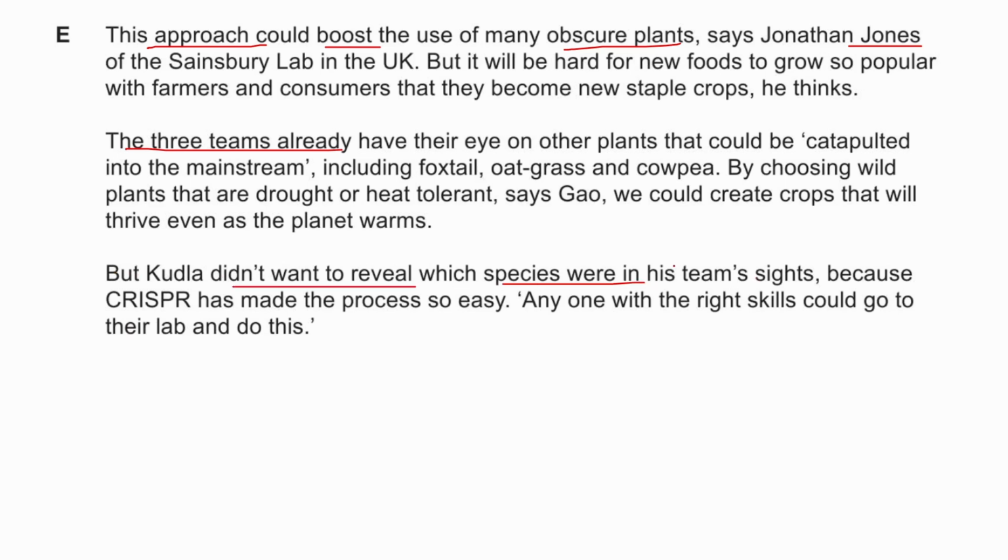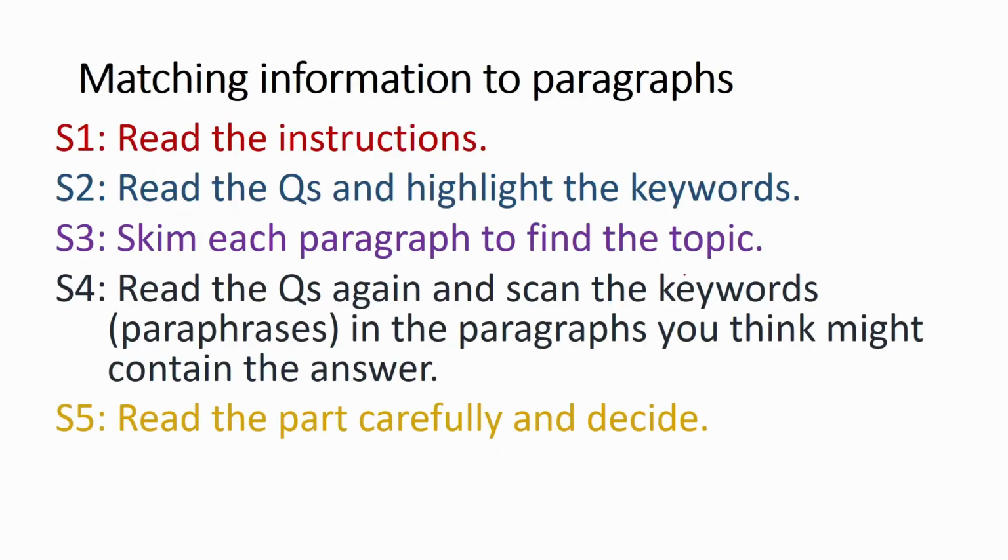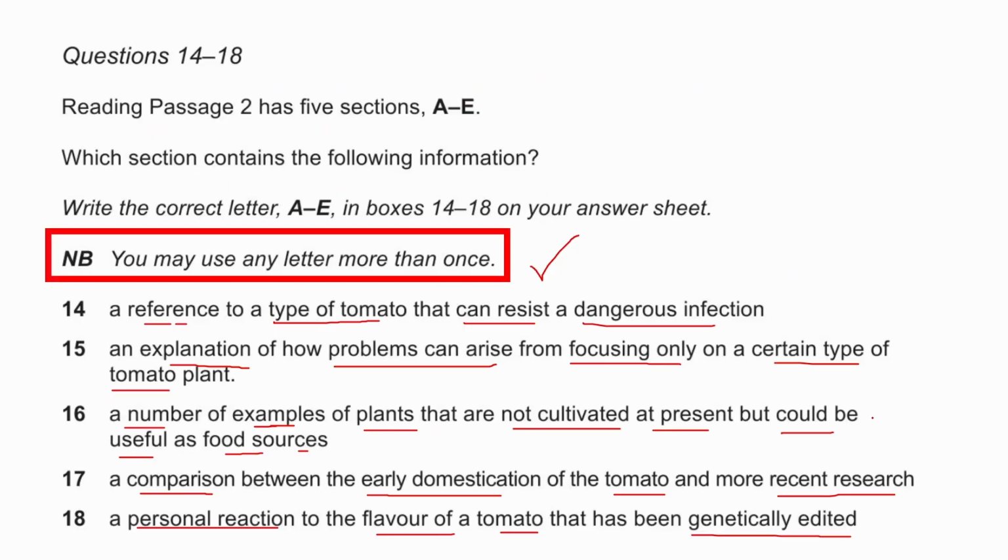All right, that's enough. Now, moving on, we worked on step 1, step 2, step 3, and now it's time to read the questions again and scan the paraphrases. And we have some information now about the paragraphs in mind, so we can somehow guess the approximate location of each question. And after we found it, we need to read that part carefully and then decide. So the first question, if you remember, we talked about this before. We said that it's about the reference, tomato, resist, and a dangerous infection.